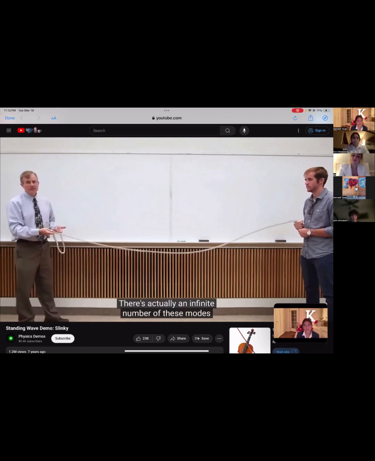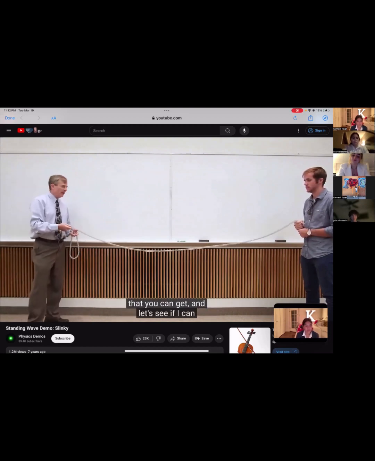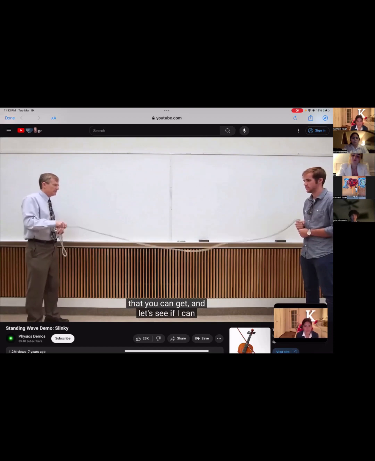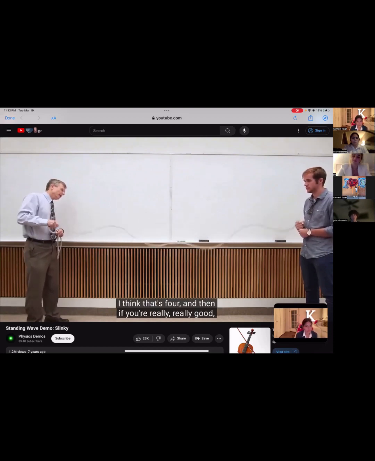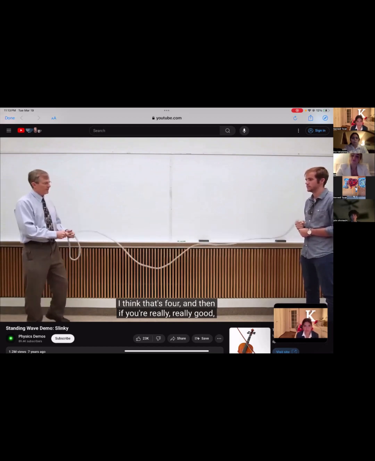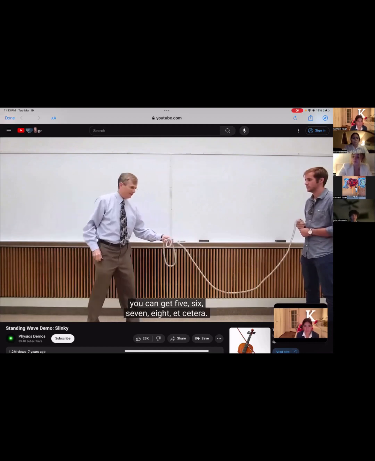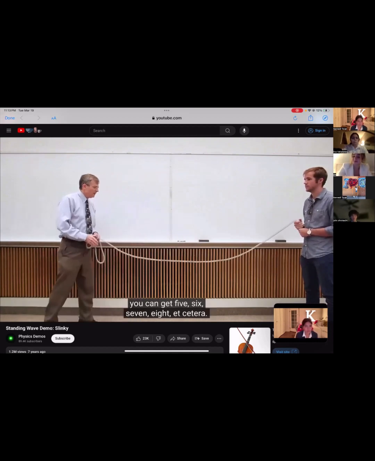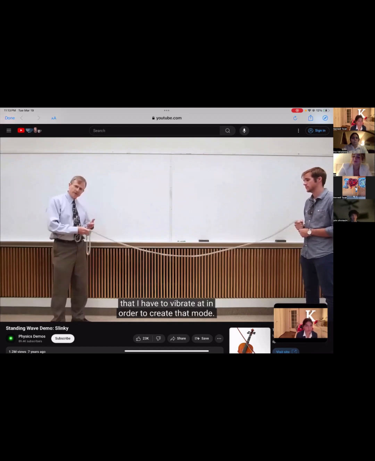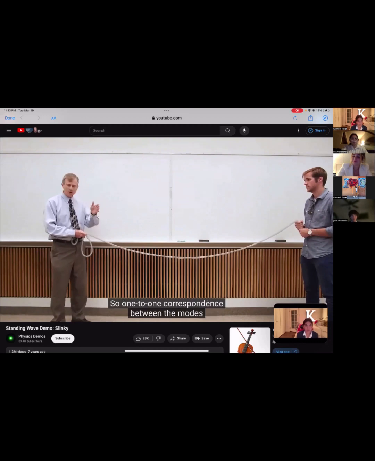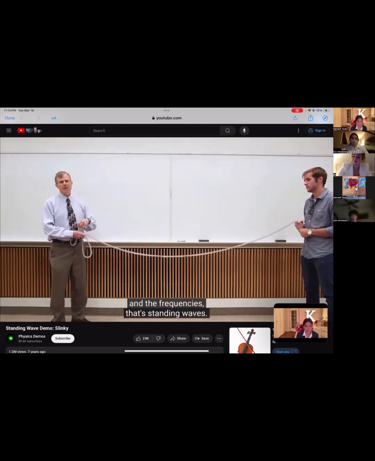There's actually an infinite number of these modes that you can get, and see if I can get one of the higher modes. I think that's 4. And then if you're really, really good, you can get 5, 6, 7, 8, etc. So notice that with each mode, there's a particular frequency that I have to vibrate at in order to create that mode. There's a one-to-one correspondence between the modes and the frequencies. That's standing waves.